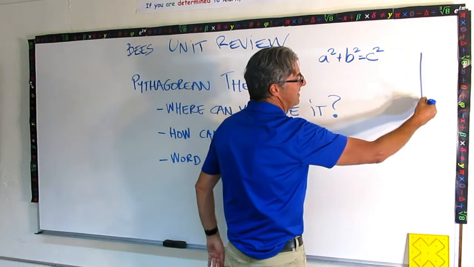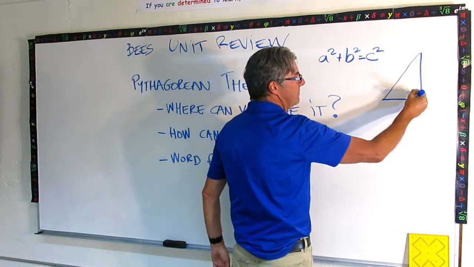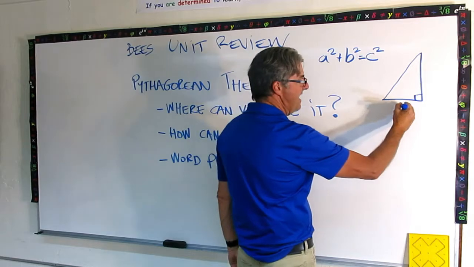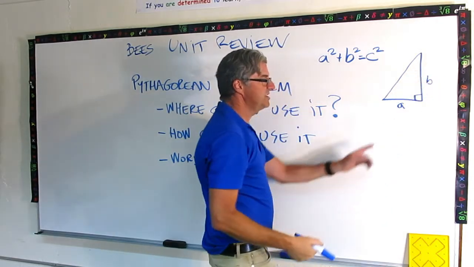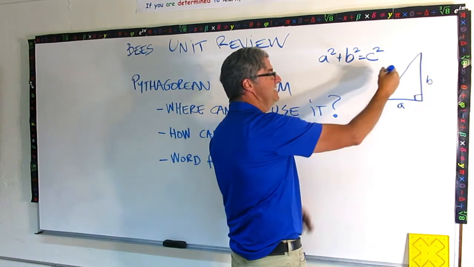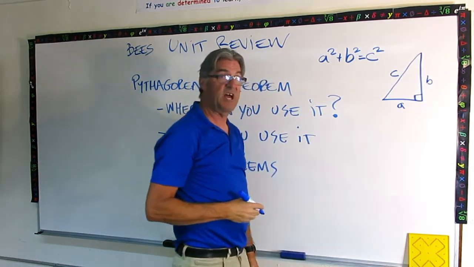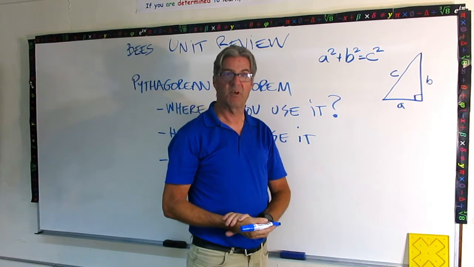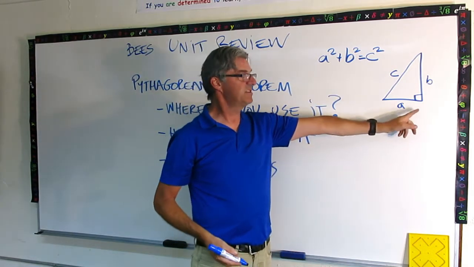I'm going to draw my triangle like this. I'm going to mark my angle, and my A and my B are the 2 sides that are next to the right angle. Doesn't matter which one, I could switch them. But C is the hypotenuse, it's the side across from the right angle. Okay, so here's the formula, here's the diagram.